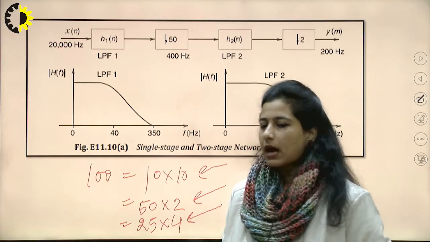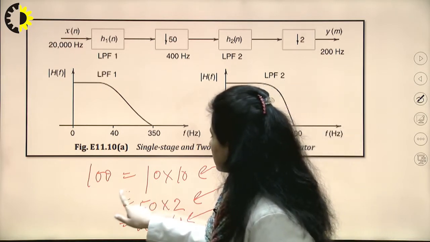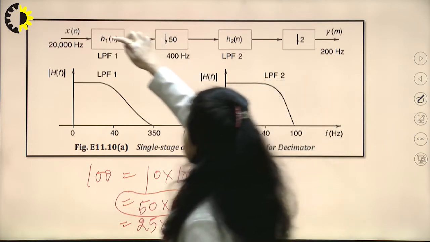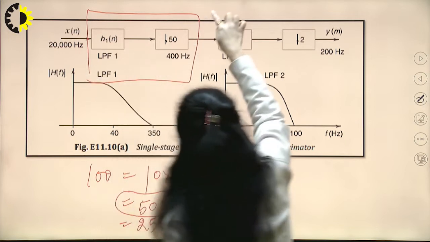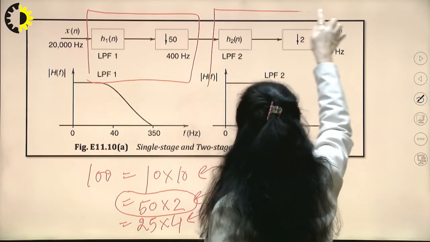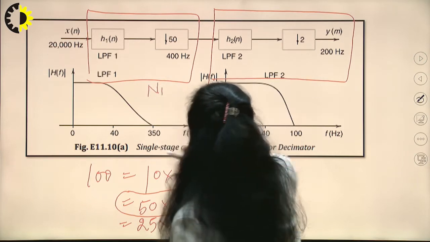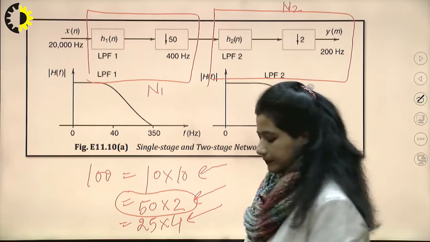in the hardware. So here, solving in 2 stages and using the factors 50 and 2. This is my first stage of cascading, and this is going to be my second stage, where I'm going to calculate the order of the filter for this stage and the order of the filter for this section.